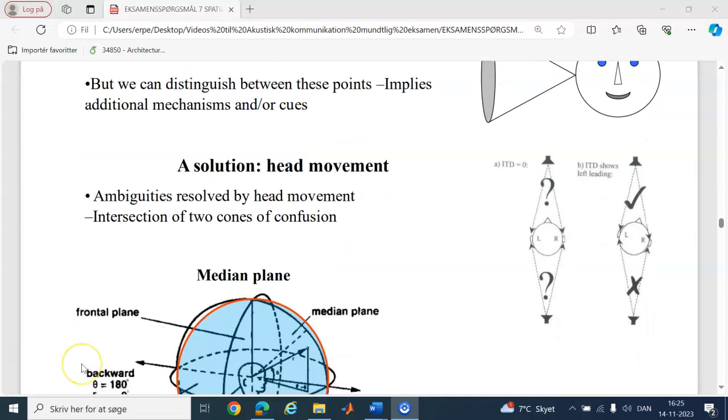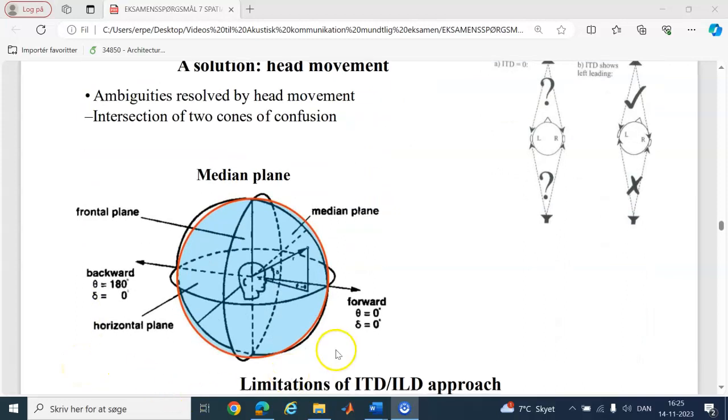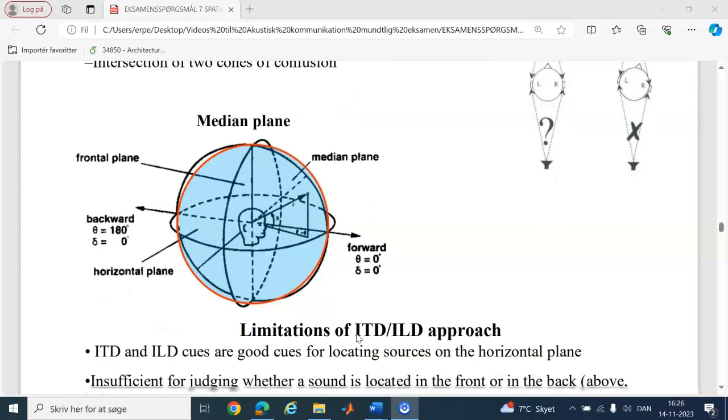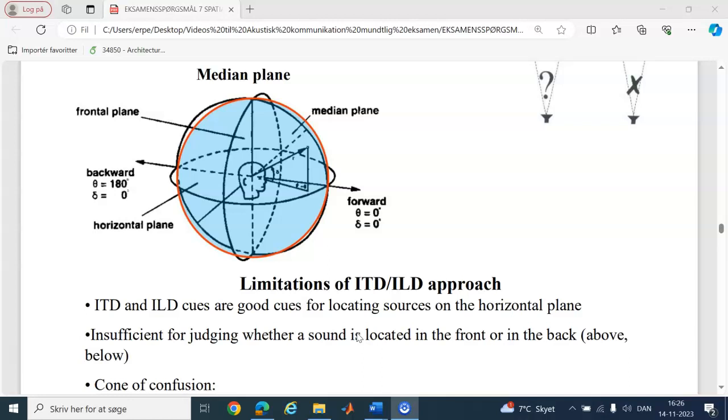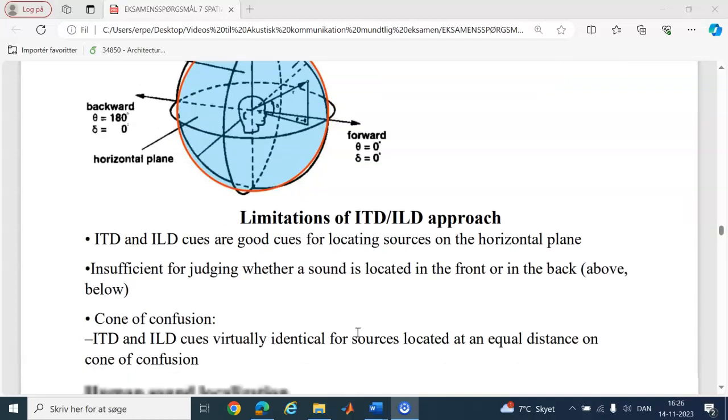Intersection of two cones of confusion. Median field, that means forward: theta is 0 and sigma is 0. Backwards: theta is 180 and sigma is 0 degrees. The altitude is 0 degrees, but the azimuth is 180 degrees. We still have the horizontal plane, the frontal plane, and the median plane.